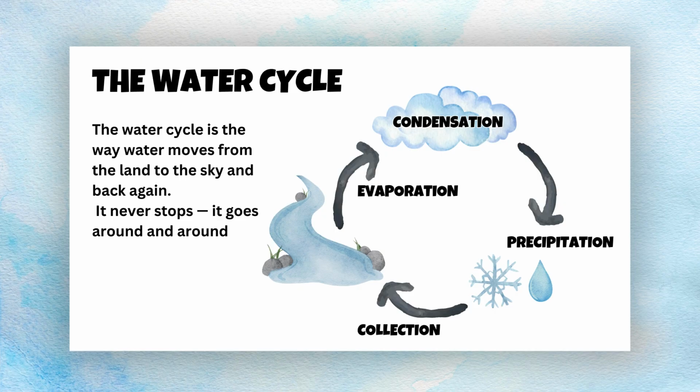1. Evaporation. Water heats up and changes into water vapor. 2. Condensation. Water vapor cools and forms clouds. 3. Precipitation. Water falls to Earth as rain, snow, or hail. 4. Collection. Water gathers in oceans, lakes, rivers, and the ground.